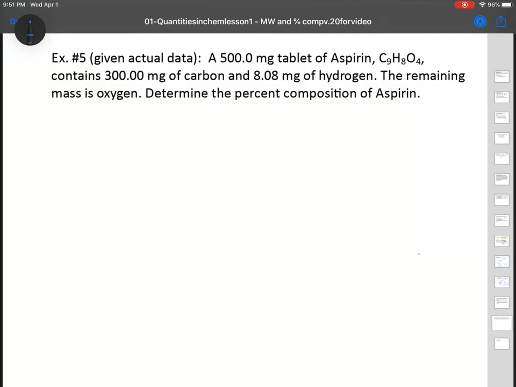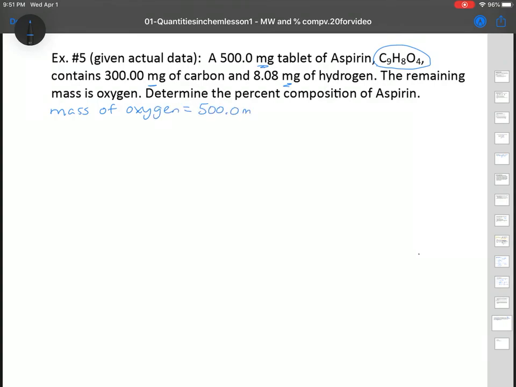Okay, so given actual data: we have a 500 milligram tablet of aspirin that contains 300 milligrams of carbon and 8.08 milligrams of hydrogen. The remaining mass is oxygen. Determine the percent composition of aspirin. You could really do it with percentages and you should get the same answer, but I'm going to use the actual milligram amounts. It says the remaining mass is oxygen, so we do need to figure that out.